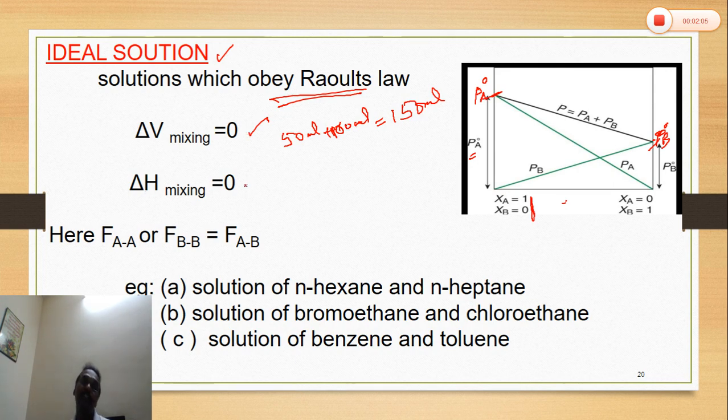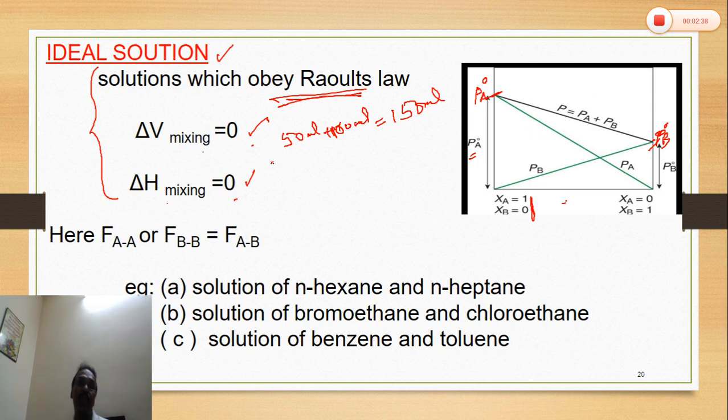And delta H mixing should be 0. Delta H mixing 0 means there should not be any change in enthalpy or heat change. Heat should not be liberated or absorbed. That is the ideal solution. These are the three conditions for an ideal solution. It should obey Raoult's law. Delta V mixing should be 0. Delta H mixing should be 0. Obeying Raoult's law means when we draw the vapor pressure mole fraction curve, we should get a straight line as shown in this graph.